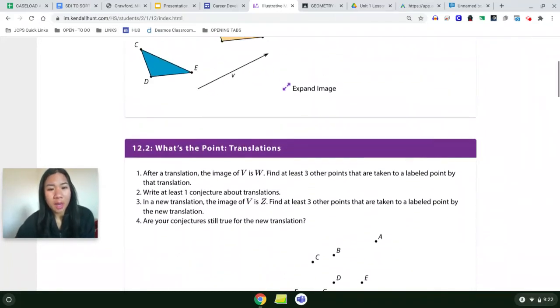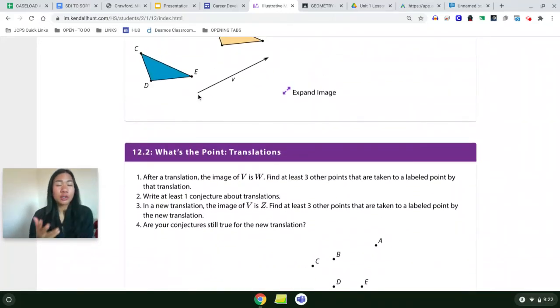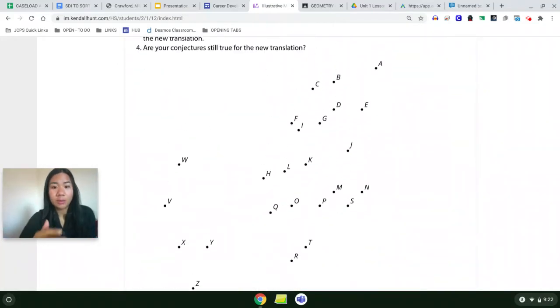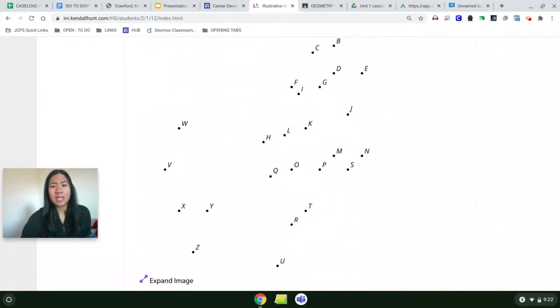So what I want you to imagine is, we've already done translations before, I think when we did 10.2 and 10.3, we found different points, there were different line segments and vectors, and we were able to translate them. Here, we obviously see that there are no vectors, but we know that V and W were translated in a direction. So what we want to do is find other points that correspond with the direction and the distance of V to W.